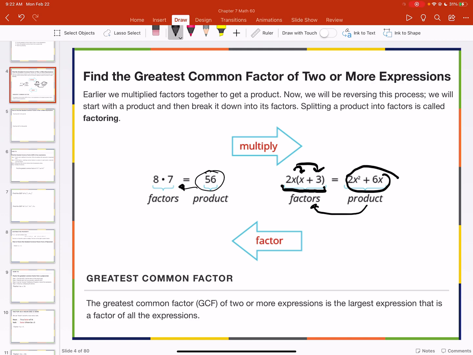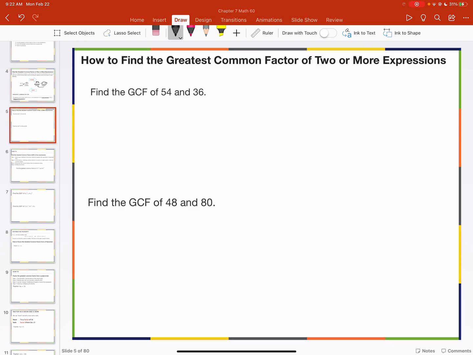Okay, and then let's introduce the term greatest common factor. It's basically what you think it is. If you have two or more expressions, the greatest common factor is the largest expression that is a factor of all of them. In other words, it is the factor that they have in common, but the greatest one. Hence the name greatest common factor. Okay, let's go ahead and do a couple.